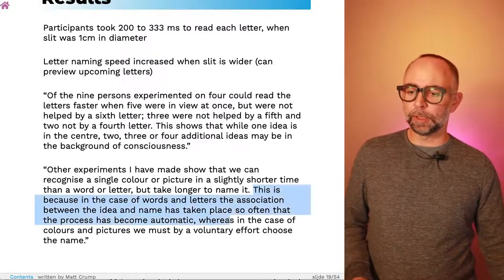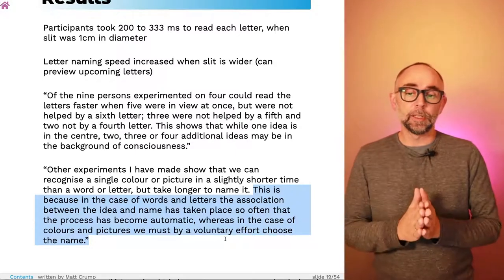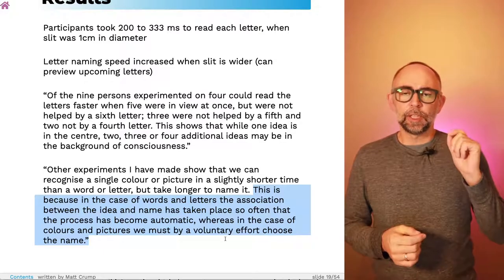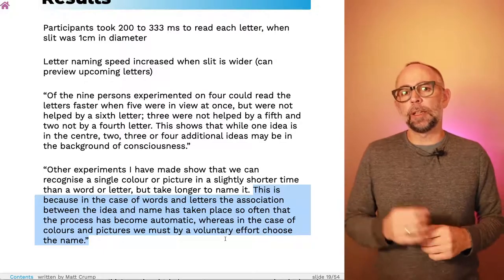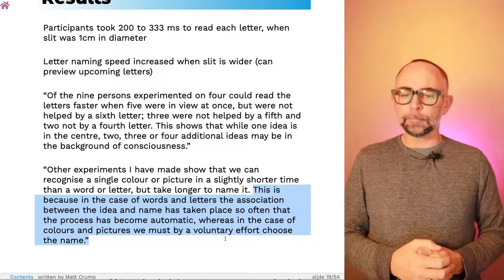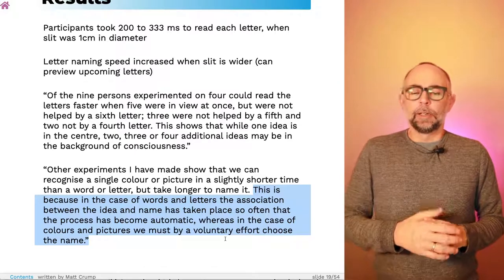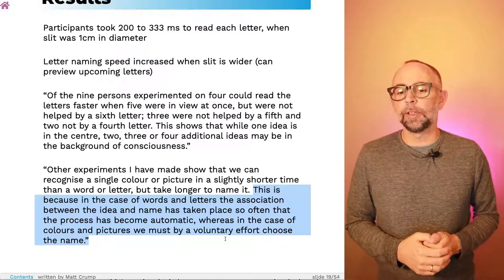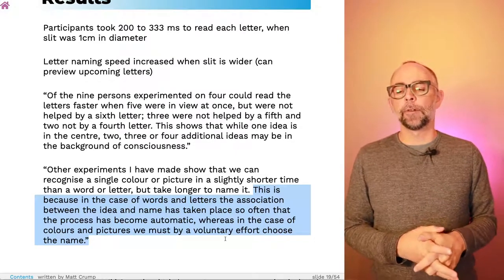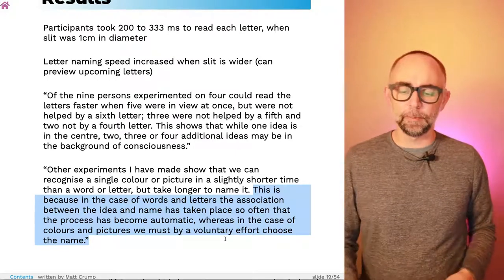And he starts proposing ideas like this. The idea is based on the principle of frequency. He suggests that people have spent a lot of time looking at letters and naming them, and it's become very automatic. And so you don't even have to think about it because you've done it so much. However, in the case of looking at colors and naming them, that's something you can do, but because you haven't practiced it so much, for Cattell, this requires a voluntary effort in order to name the color.